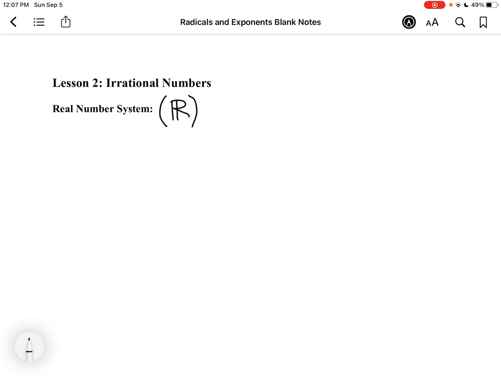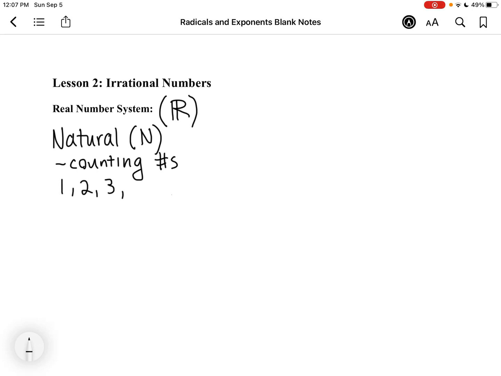Okay, so the most specific set of numbers within the real number system, those are called the natural numbers. And we can use the letter N to abbreviate that. And natural numbers are also called the counting numbers. And the reason for that is that if you started to count objects, what would you start with? You'd start with 1 and then 2 and then 3 and then 4, etc. And that's exactly what the natural numbers are. So 1, 2, 3, 4, 5, etc. until infinity. Okay, so that's the natural numbers.